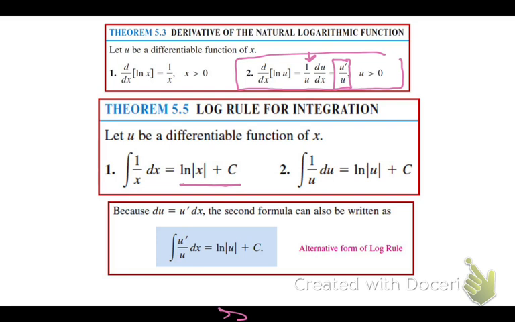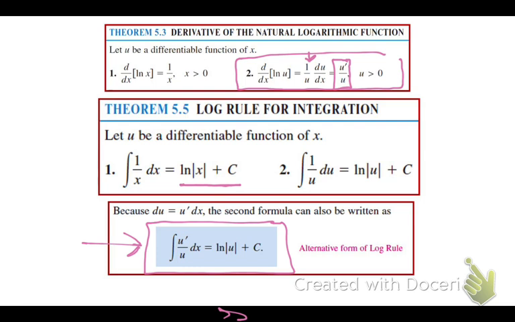Because remember, logarithmic functions, the domain is 0 to infinity. So you can't have a negative number, so you have to have the absolute value. But in general, this is our general rule right here. So this is what you need to write down. The integral of u prime over u.